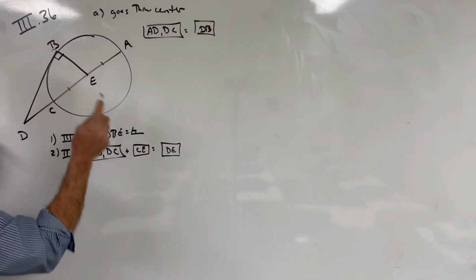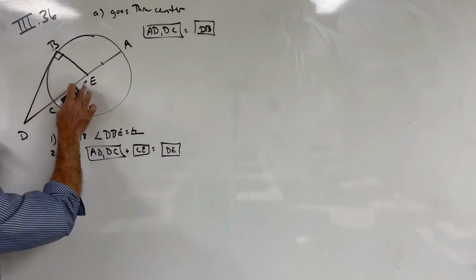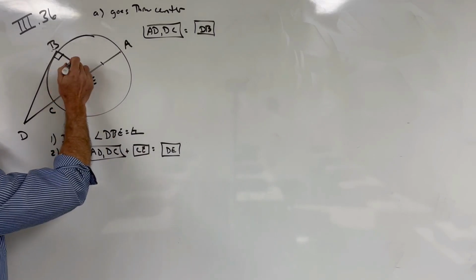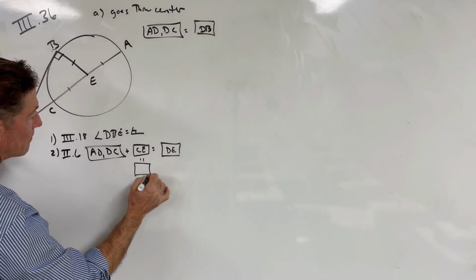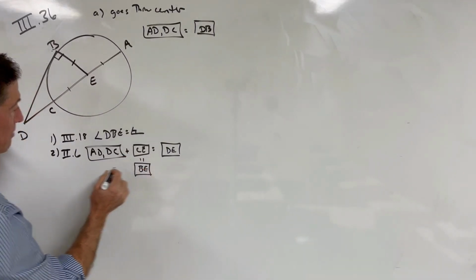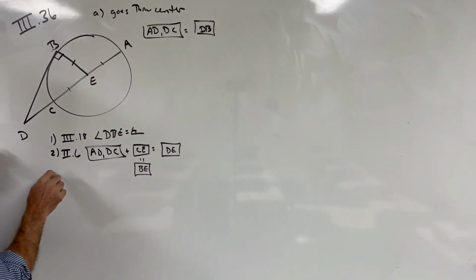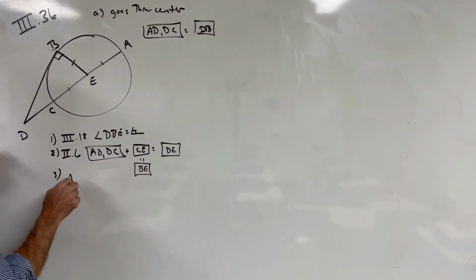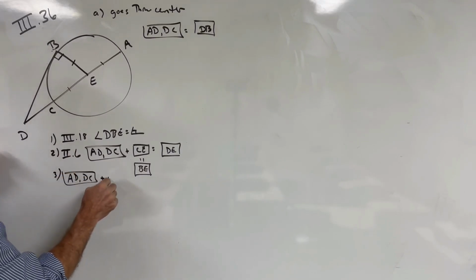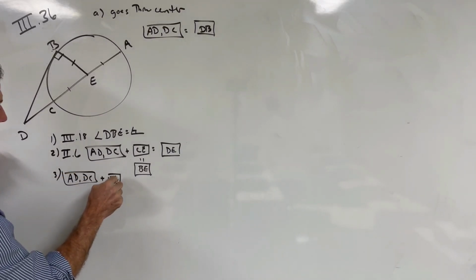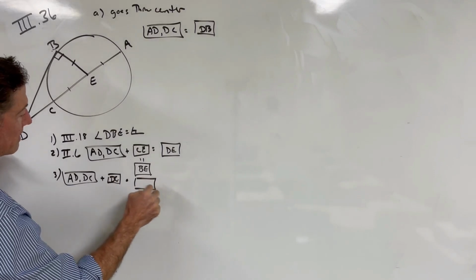And what we should be able to notice here is that the square on CE, which is a radius, is going to be equal to the square on BE. So we can replace the square on CE with the square on BE. So let's rewrite that. AD, DC, rectangle, plus the square on BE is equal to the square on DE.